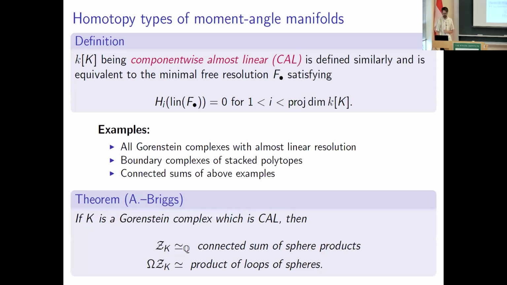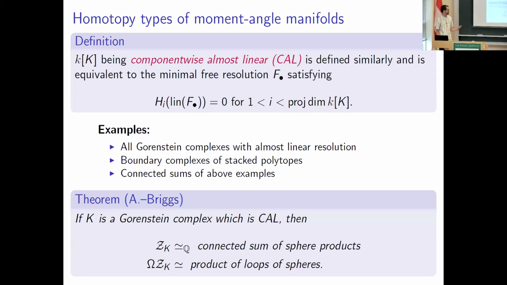Okay, so I think this was just the last thing here, right? The point is, K is a sphere triangulation, or more generally any Gorenstein complex, and it has this component-wise almost linear property, then that's saying a lot about its homotopy type. So its n-1 skeleton would be a wedge of spheres, right? Because everything is in the image of the Hurewicz map except for that top class, which must not be a Hurewicz image because it's a product of things by Poincare duality. So that's enough to conclude that ZK is at least rationally a connected sum of sphere products.